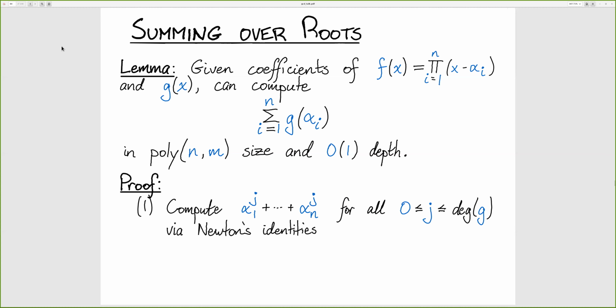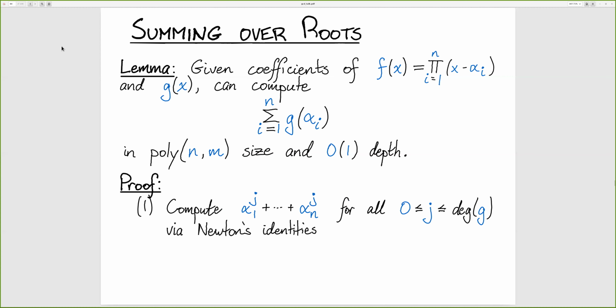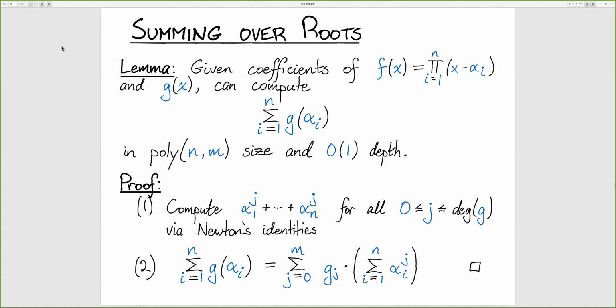Well, let me just show you. What we're going to do is first, from the coefficients of f, compute all the power sums of the alphas. This is the Newton identity trick again. We're doing this in constant depth. And then take this sum, expand it out, and change the order of summation. What is this really? This sum is something like an inner product between two vectors. The first vector is the coefficients of g, and the second is the vector of power sums in the alphas. We have both of these, so we can just compute the inner product in constant depth.